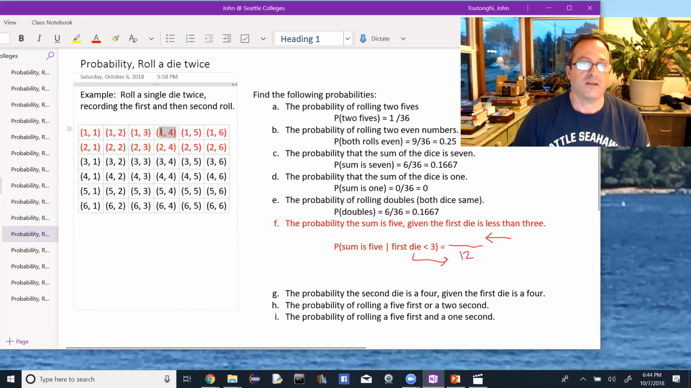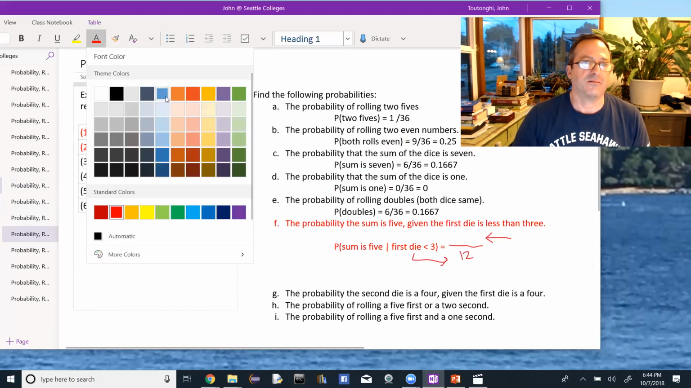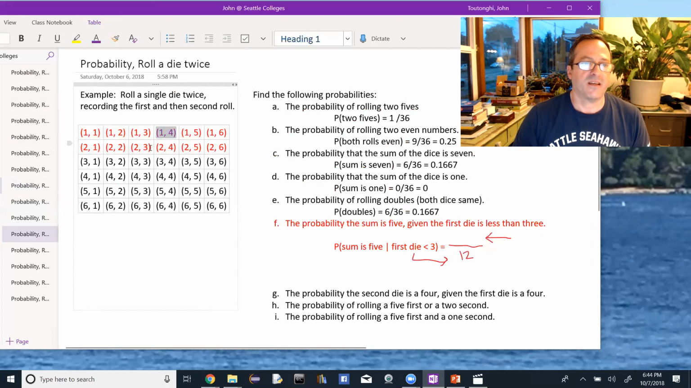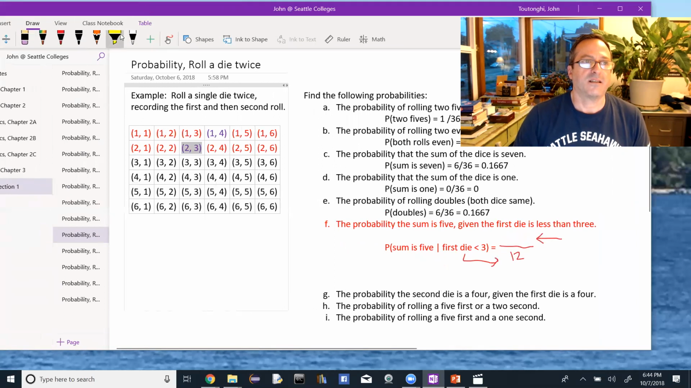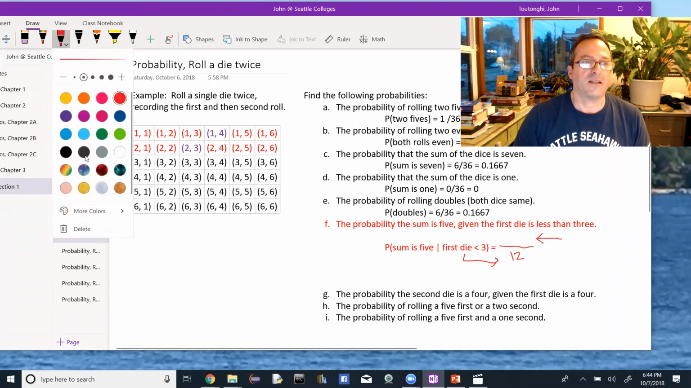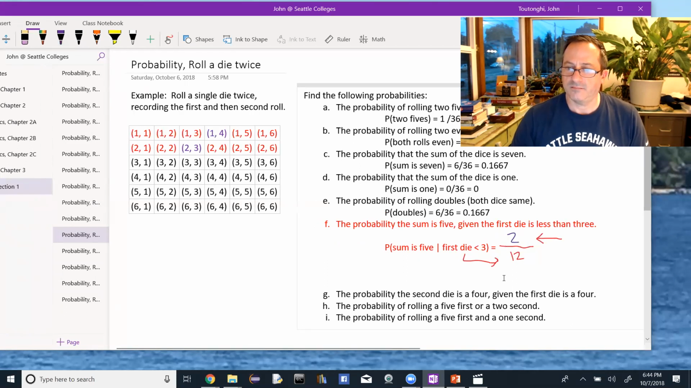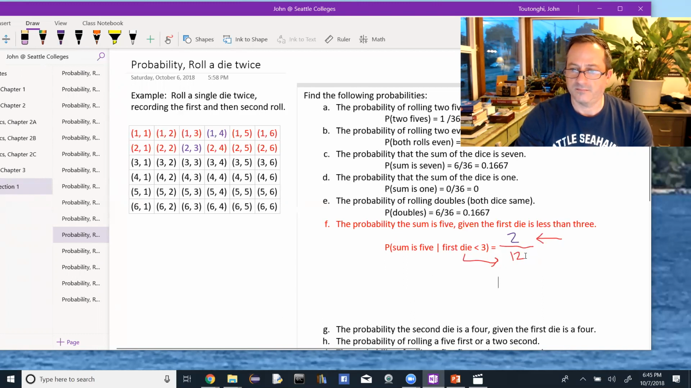Well, 1 and 4 would be 5. Let's make it, I don't know, purple. And 2 and 3 would be 5. I'm looking for a purple pen, but I don't see one here. That's right, there we go, purple. That would be 2 out of 12, which is equal to, again, 0.1667.